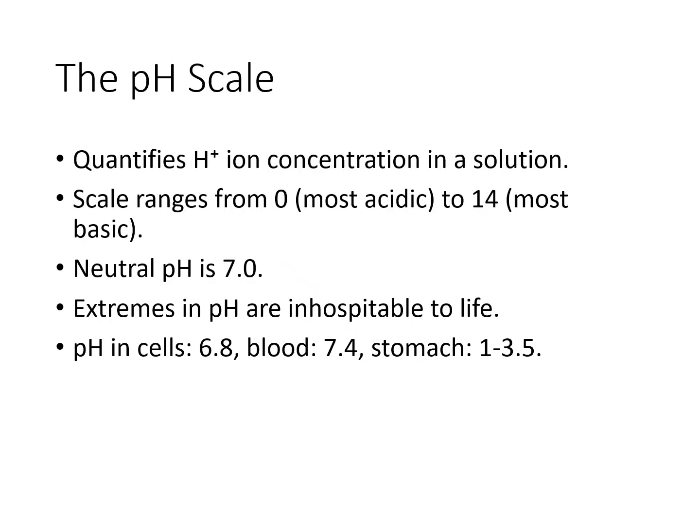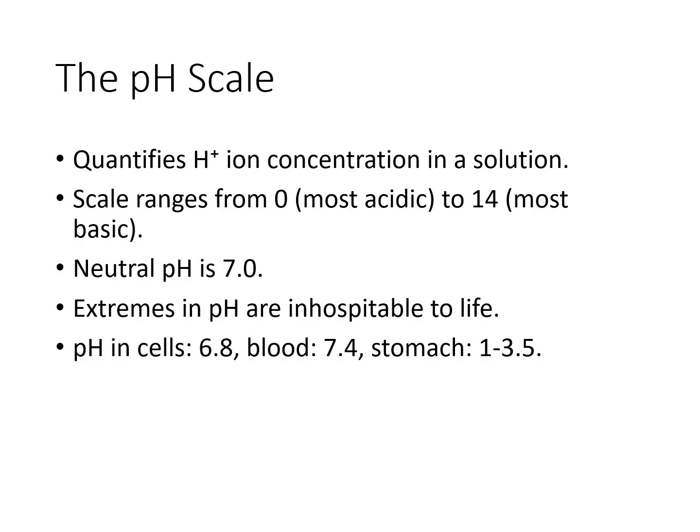The pH scale quantifies the concentration of hydrogen ions, or H+, in a solution. It ranges from 0 to 14, with 0 being the most acidic and 14 the most basic. A neutral pH is 7.0, which is the balance point between H+ and OH- ions. Extreme pH levels, either too acidic or too basic, are often inhospitable to life.